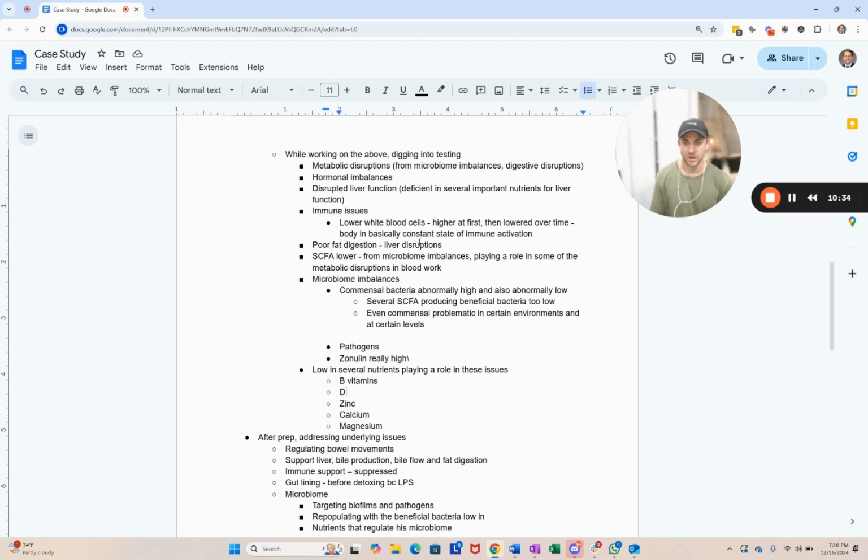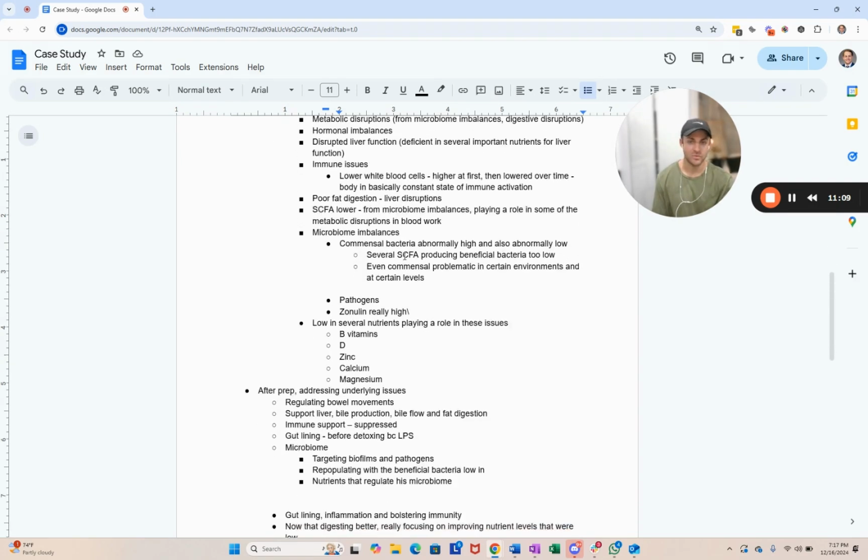Immune system, lower white blood cells, microbiome imbalances. So, like I said before, there were several pathogens that were showing up. And there were also just general imbalances here. So some commensal bacteria abnormally high, some extremely low, especially short chain fatty acid producing bacteria, which, like I said before, was likely playing a role in some of the metabolic disruptions he was dealing with. Zonulin levels are really high, an indication of leaky gut, and then numerous nutrient deficiencies. Zinc wasn't super, super bad because he had been supplementing it, but it was a little bit lower.